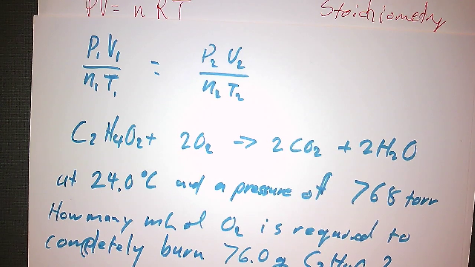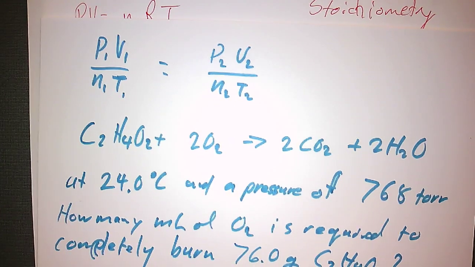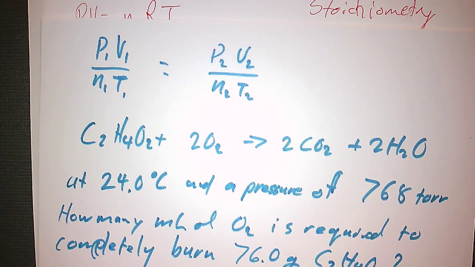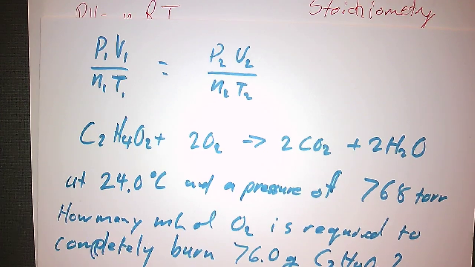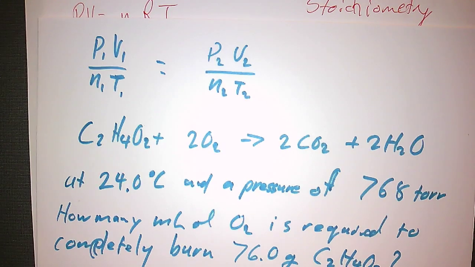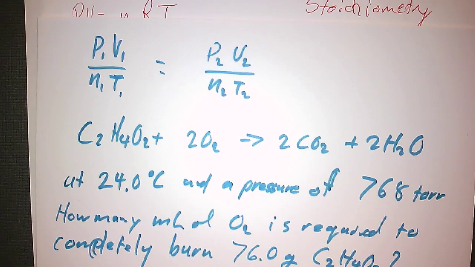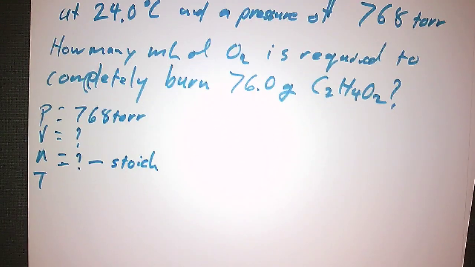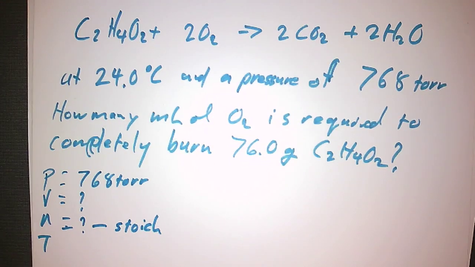Okay, so what we would need to do, anytime you're doing something like this, I make a little chart, P, V, and T. Okay? All right, so my pressure equals 768 torr. Okay, my volume is what I'm going to try and find. My number of moles, I also have to find that from stoichiometry. That's where your stoichiometry is going to go. Oh, I'm so sorry. Yeah, all right, so there's my equation.